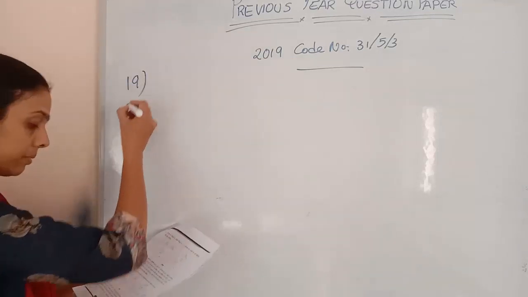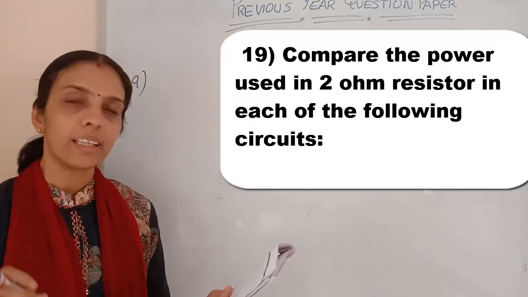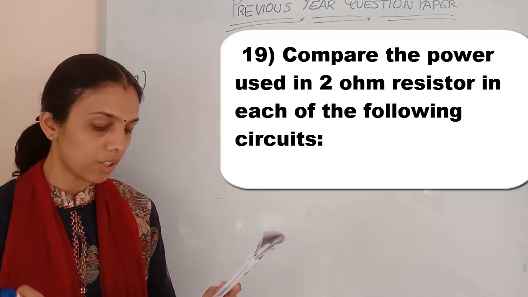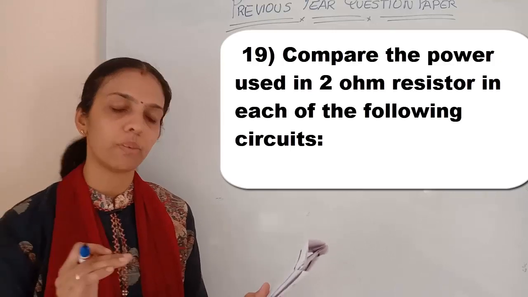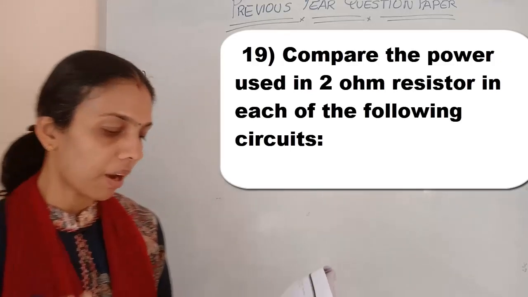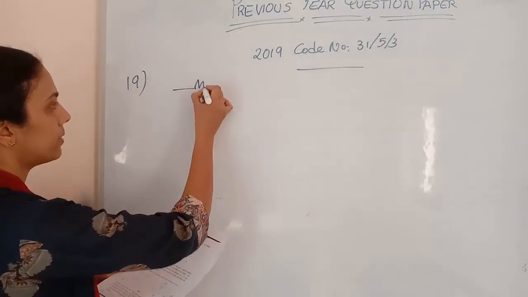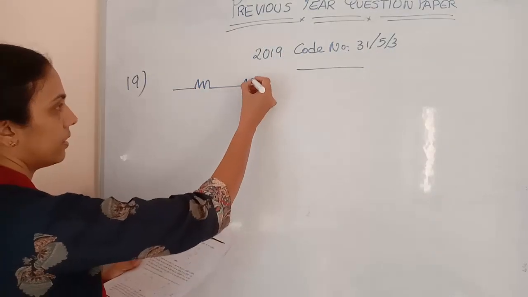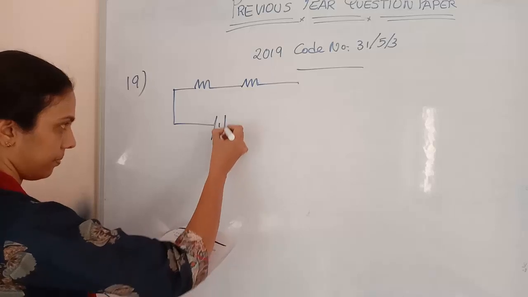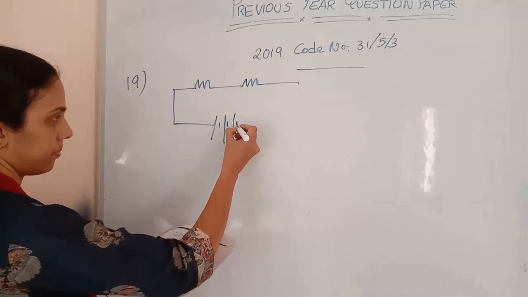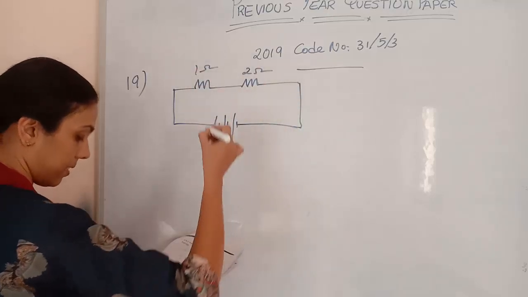19th one: compare the power used in the 2 ohm resistor in each of the following circuits. So 2 circuits are given, and in that you should compare the power. Compare means take the ratio of the powers in the 2 ohm resistor. Okay, so first one, here it is. This is 1 ohm and this is 2 ohm resistor.